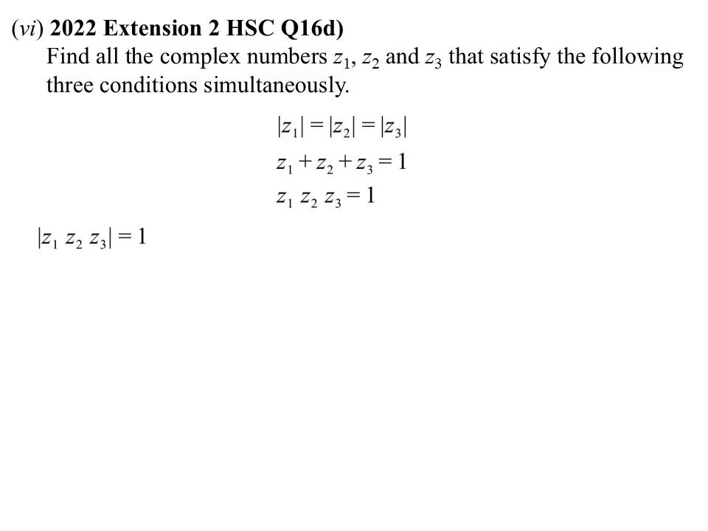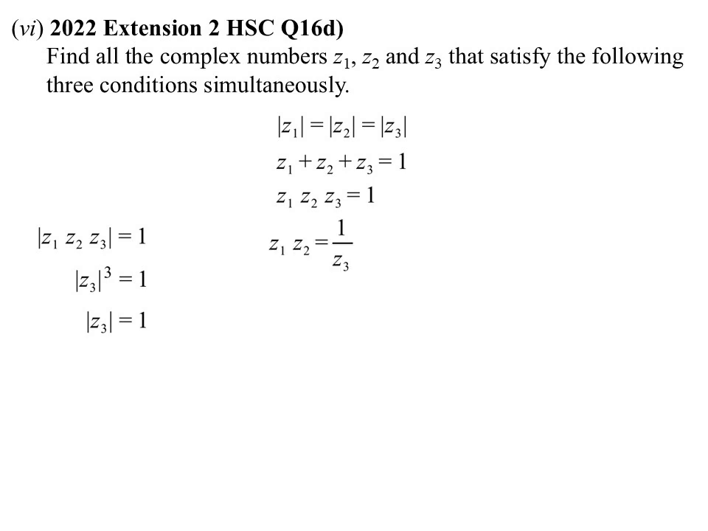From the last line, I know the modulus of z1 z2 z3 must equal 1. But I also know the individual moduli are equal. That's now telling me the modulus of z cubed must equal 1. So the modulus of z3 is equal to 1. And in fact, I could do that for each of them, because they're all equal. So modulus of z2 is equal to 1 as well, and modulus of z1 is equal to 1.